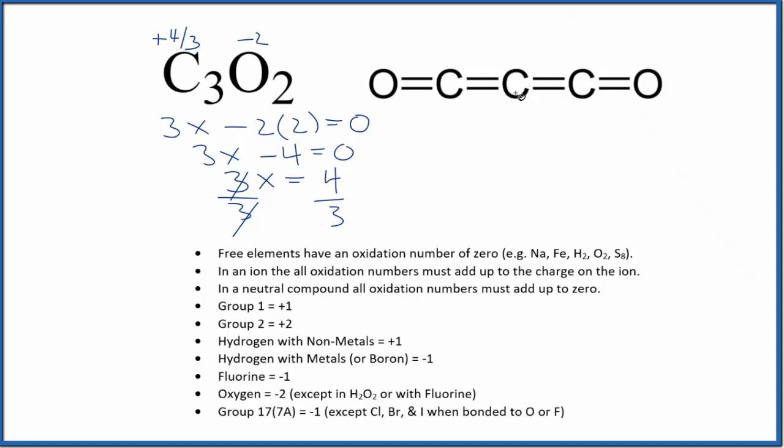This carbon here is bonded only to carbon atoms. Because of that, there's no difference. The oxidation state is 0. For each oxygen, we know it to be -2. So the only way all of this is going to add up to 0, since it's a neutral compound, is if these carbons here are +2.